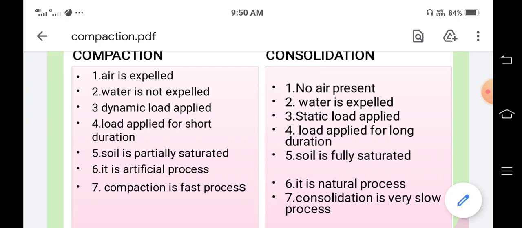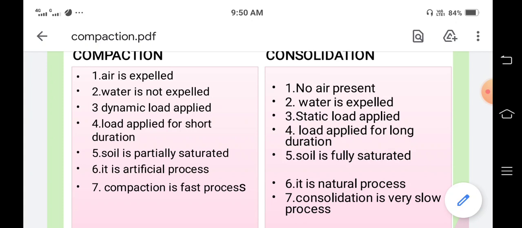In compaction we are applying the dynamic load, and in consolidation we are applying the static load, that is steady load. In compaction we are applying the load for a short duration. We are giving the compaction, the tamping, the ramming for a short duration by giving dynamic effort. And in consolidation, the steady load is applicable for a long duration. The steady load, that is the load of the structure, acts over a long period of 30 to 40 years we can say.